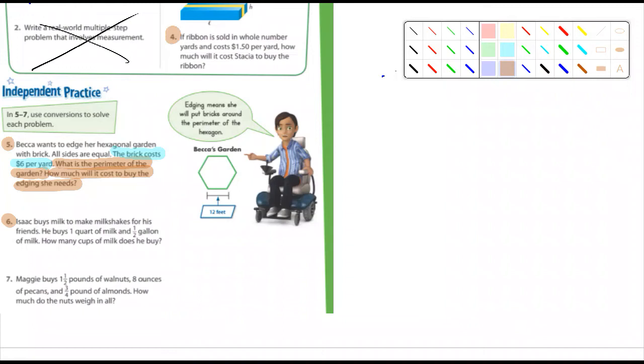Number 7, Maggie buys 1.5 pounds of walnuts and 8 ounces of pecans and 3/4 pounds of almonds. How much do the nuts weigh in all? Well, again, you're going to have to go back a few when they have conversions from ounces to pounds and figure that out.